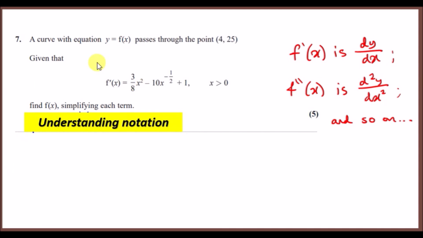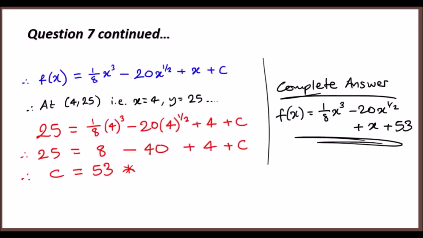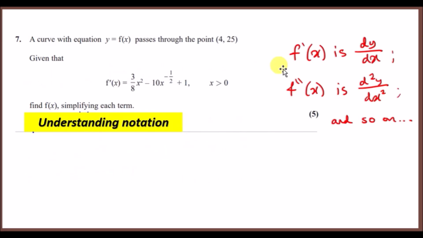So here we're looking at number 7, yeah? And as I go through a breakdown, I've actually completed the whole question into bits, okay? But to start off, I want us to just fully understand the notation used in number 7. So it states that a curve with equation y equals f(x) passes through the point (4, 25), okay? This is going to be valid for later on.